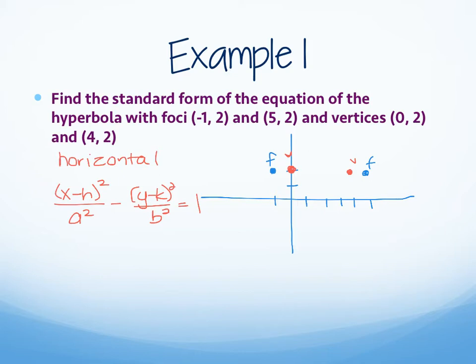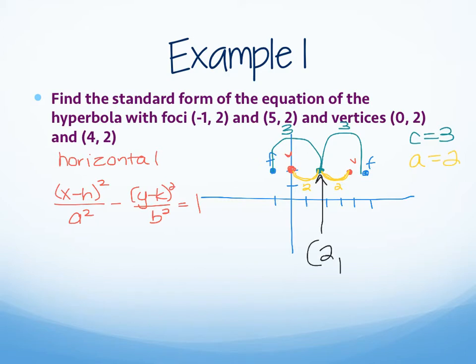It's halfway between the vertices or the foci, right? Doesn't matter. I could do the midpoint formula for these, either one of those, or I could simply count it. If I went from foci to foci, that's the difference of 6. Halfway between it would be 3 in either direction, which is information I'm going to need to know because that 3 is my c. The a is the distance from the center to the vertices, so I know a is 2. And the center, which is (2, 2), is my h and my k.